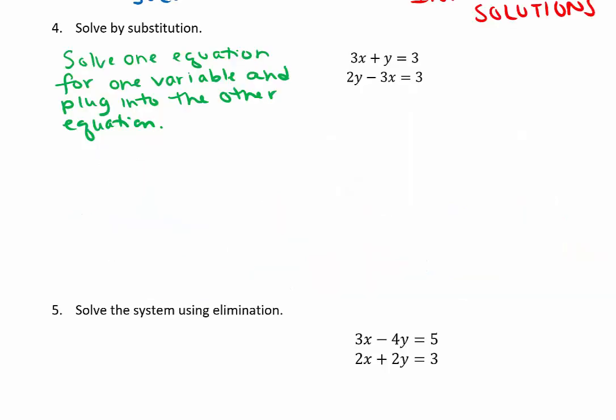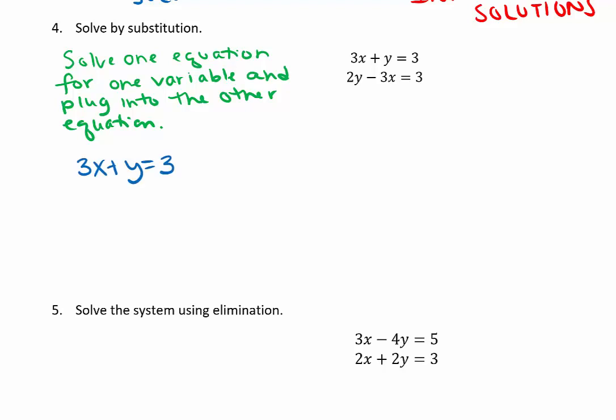Now, we don't want to have to graph a system every time we want to find its solution, so we're going to learn two non-graphing methods. The first one is called substitution. In this method, we're going to take one of the equations and solve it for one variable. Then we're going to take that expression and plug it into the other equation. So let me show you how this works.